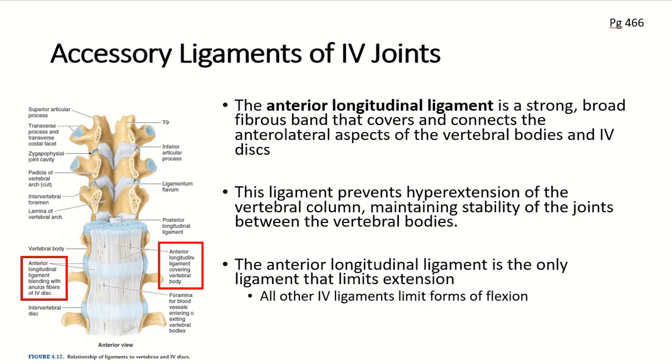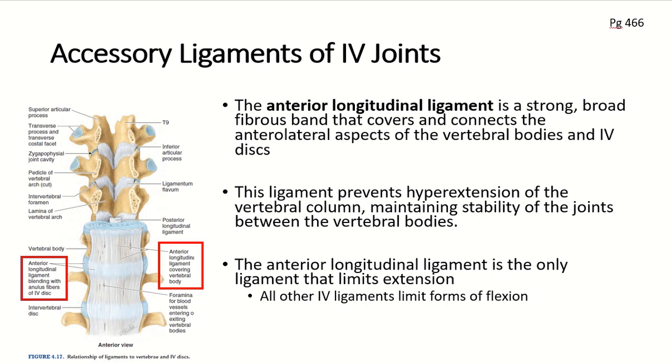So the anterior longitudinal ligament is a strong, broad, fibrous band that covers but also connects the anterior lateral aspects of both the vertebral bodies and the intervertebral discs. As you can see here, it's attaching directly onto them. The ligament extends longitudinally from the pelvic surface of the sacrum to the anterior tubercle of vertebra C1, as well as the occipital bone anterior to the foramen magnum.